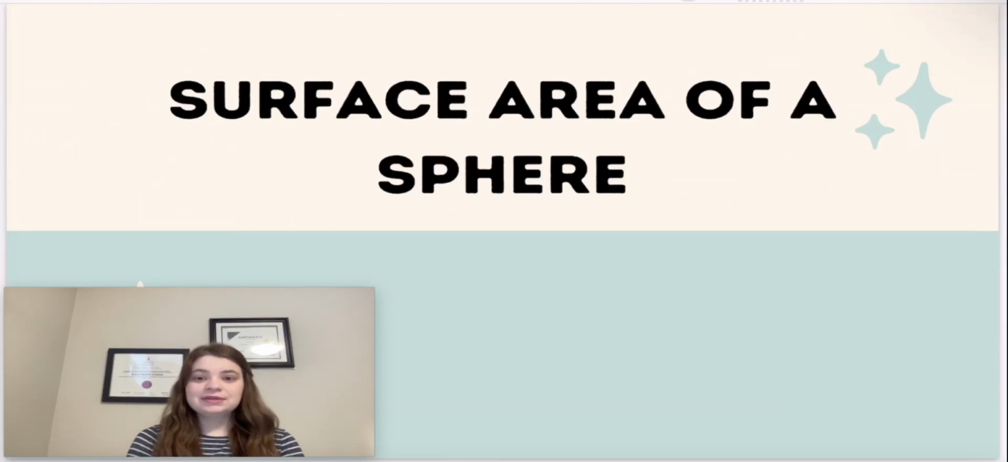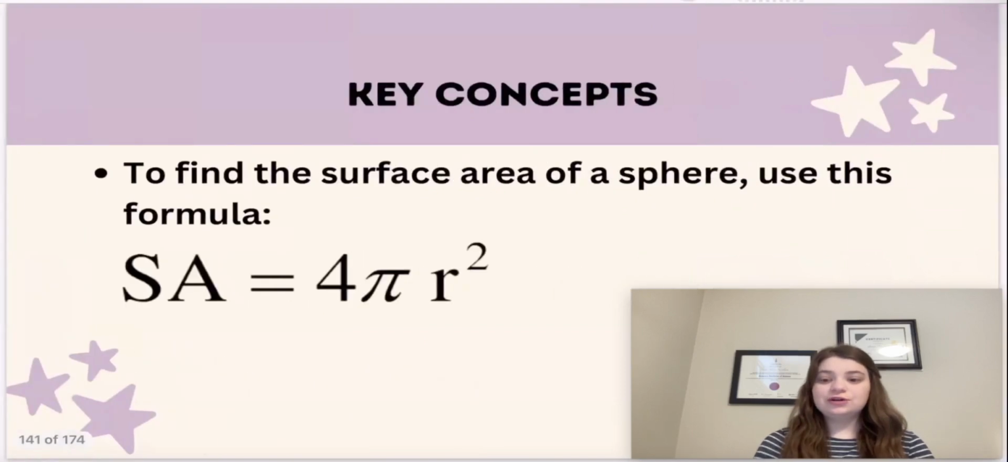Welcome back. Today I'm going to be talking about the surface area of a sphere. So the equation for the surface area of a sphere is that surface area is equal to 4 pi r squared, where r is the radius and pi is an irrational number that is approximately equal to 3.14. Today, I'll be using 3.14 as pi.